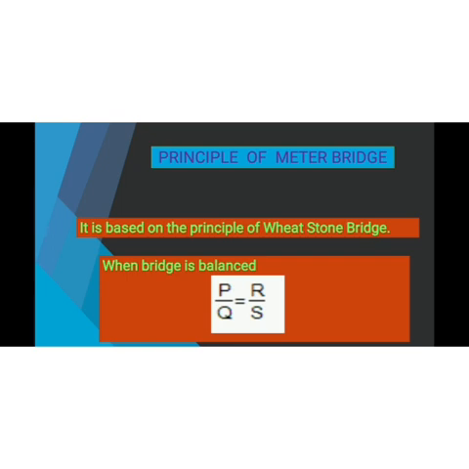It is based on the principle of Wheatstone bridge. When the bridge is balanced, then P upon Q equals R upon S, where S is the unknown resistance. So we will derive the formula of S, the unknown resistance, with the help of this balance condition P upon Q equals R upon S. So the principle of meter bridge is Wheatstone bridge. It acts on the principle of Wheatstone bridge.